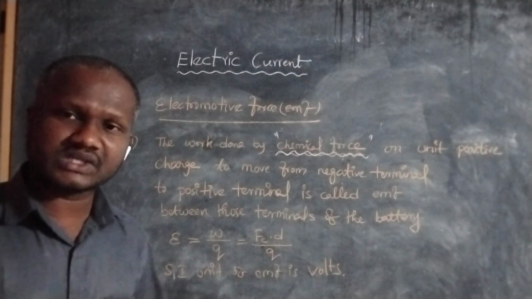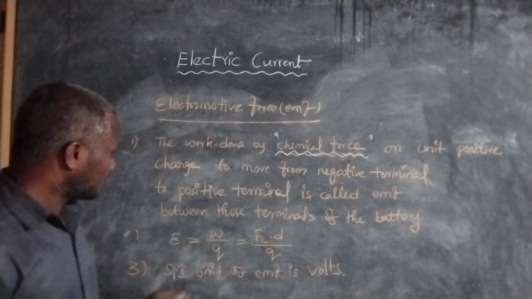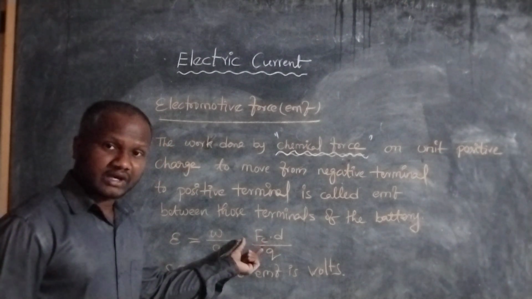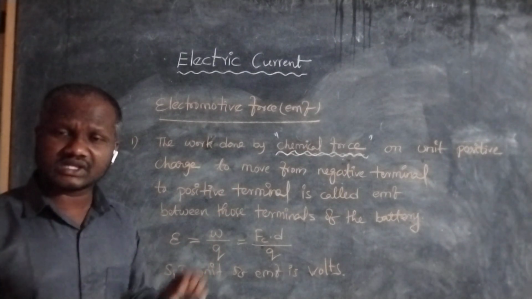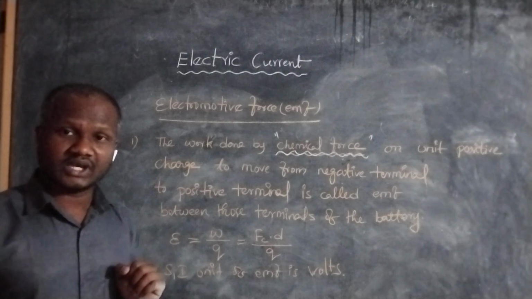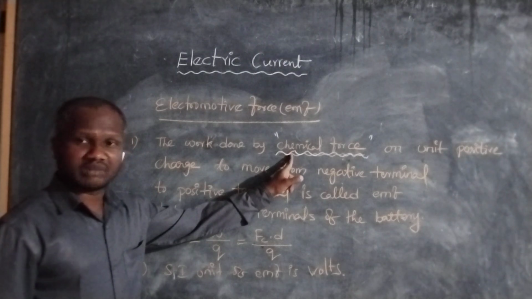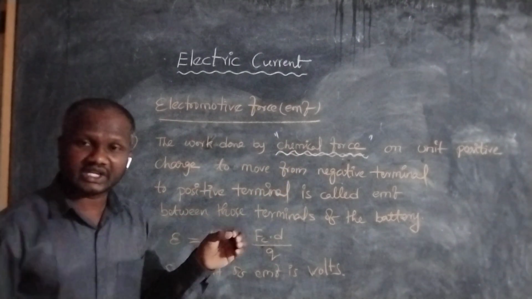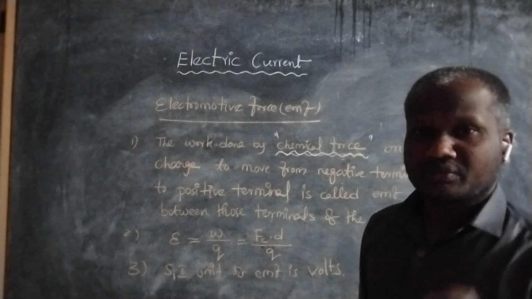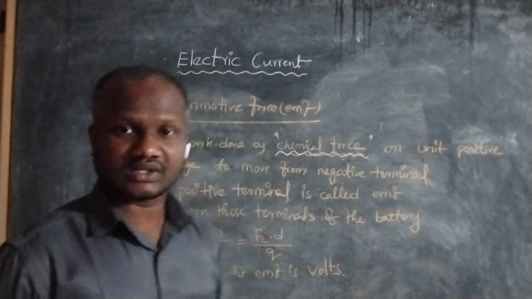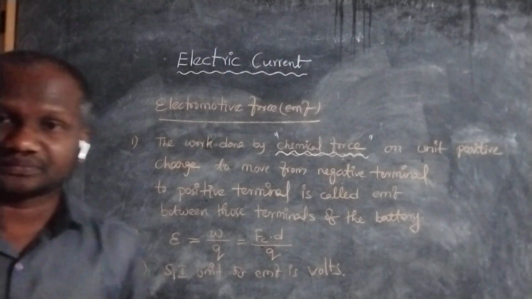So both potential difference and electromotive force are measured in volts, and in the mathematical expression only the force differs. While writing the formula we should be very careful with the force. When you are writing about potential difference, work is done by electrical force. When you are writing the definition of electromotive force, work is done by chemical force. Remember these keywords while writing the differences between potential difference and electromotive force, so that you get full marks. If you write electrical force instead of chemical force, the definition becomes wrong. Thank you.